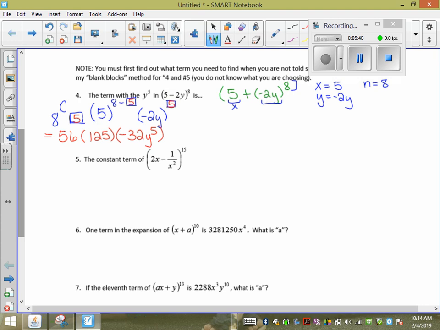What's our last step here? Multiply the 56 times the 125 times the negative 32. Negative 224,000. Y to the 5.